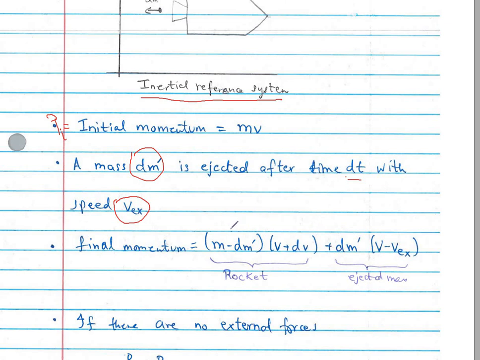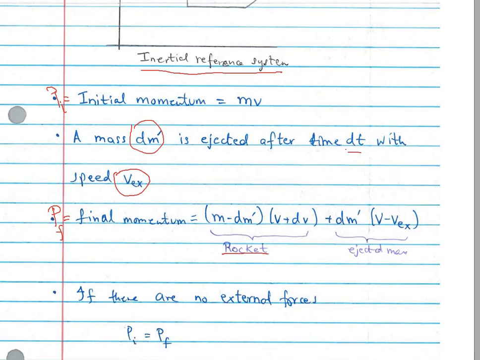So this is the momentum of the rocket. This is the total final momentum that we're looking at. This is the momentum of the rocket, and this is the momentum of the ejected mass, so it's dm prime multiplied by v minus v sub ex. This is the velocity relative to the inertial frame. When the exhaust is released, v sub ex is the velocity relative to the rocket. But if you're observing this from an inertial frame outside, which is at rest, the exhaust is obviously going to take the velocity of the rocket also. So its velocity relative to the inertial frame is going to be v minus v sub ex.